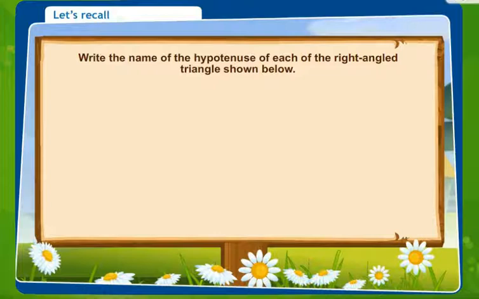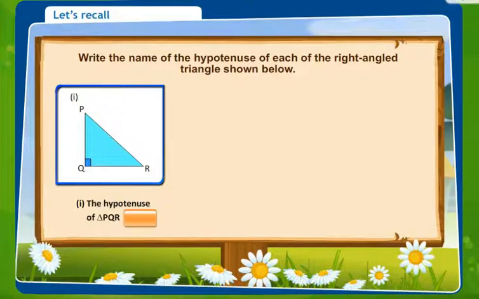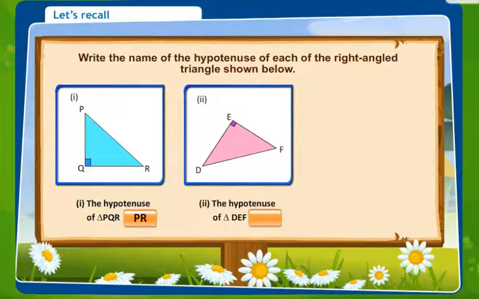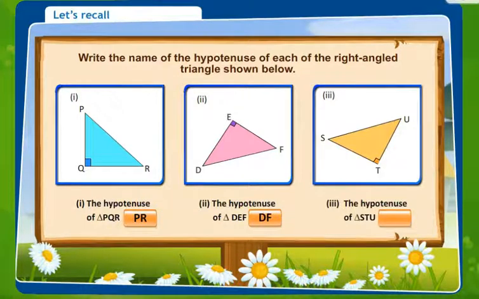Now, if you have understood, we will write the name of the hypotenuse of each of the right angle triangles as shown below. You can see right angle triangle PQR. So the hypotenuse for right angle triangle PQR is side PR. For triangle DEF, the hypotenuse is DF, since it is opposite to the right angle. Triangle STU, the right angle is T, so the hypotenuse becomes SU. So for triangle STU, the hypotenuse is SU.